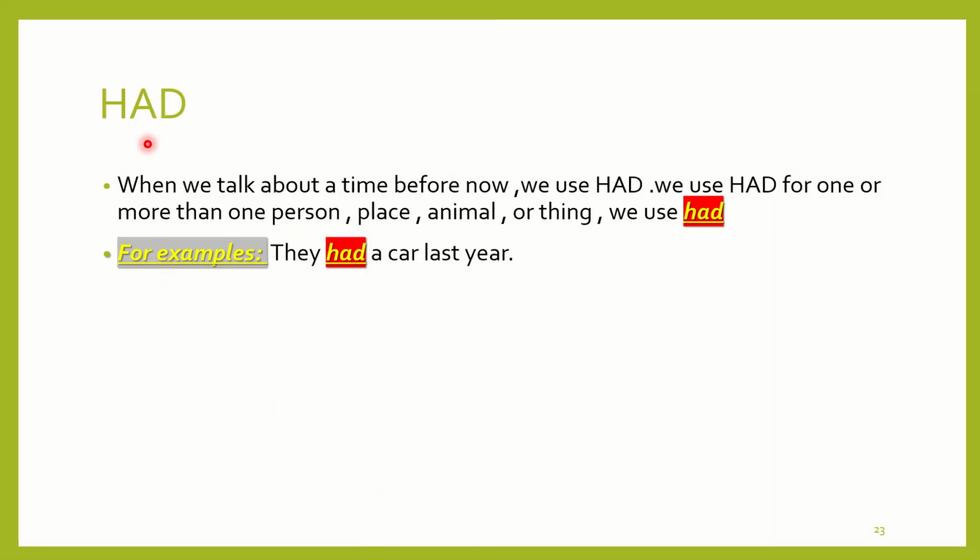Concept of had. When we talk about a time before now, we use had. We use had for one or more than one person, place, animal or thing. For example, they had a car last year.